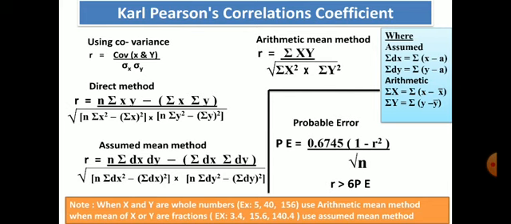The formula to calculate the probable error is PE is equal to 0.6745 into 1 minus r square divided by square root of n. Okay, and for r to be significant, the r value should be greater than 6 times PE. This is the condition. Whenever we want to tell that r is significant, it should satisfy the condition that r should be greater than 6 times PE.